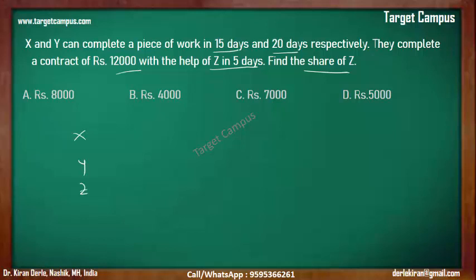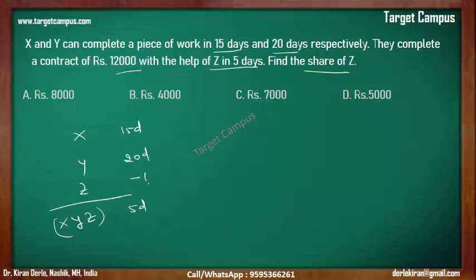X, Y and Z have done the work with the help of Z. So X, Y and Z, right? All of them did it in 5 days. X alone could do it in 15 days and Y alone could do it in 20 days, right? We don't know the value of Z.